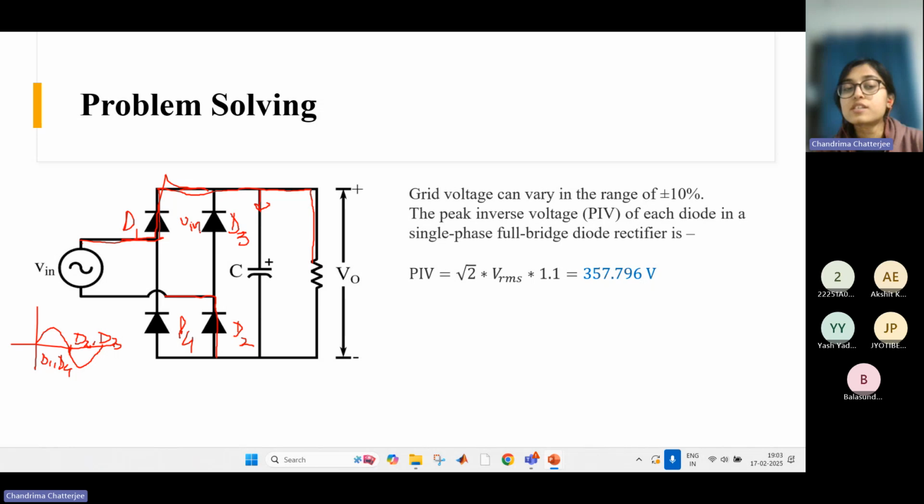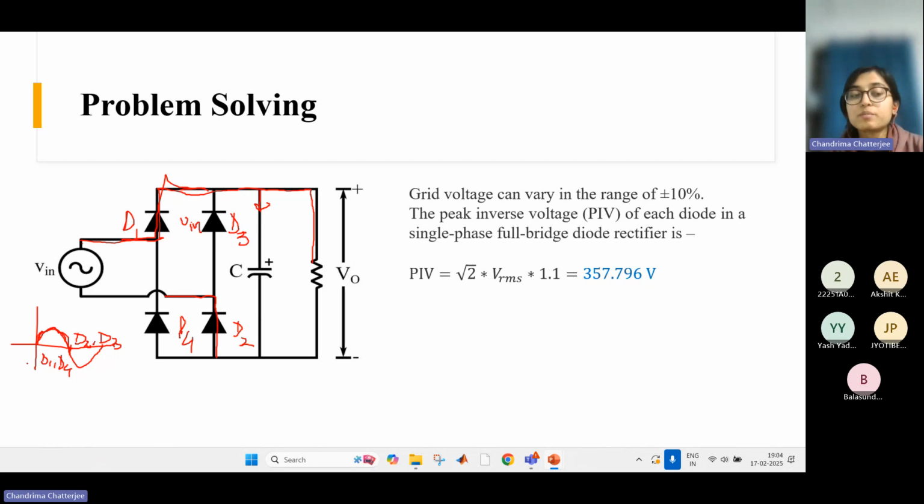Now the source voltage is not constant. It starts from 0, increases, reaches its peak, and then decreases again. So this is not a constant voltage. So what voltage should we take? We should always take the peak voltage, for safety.